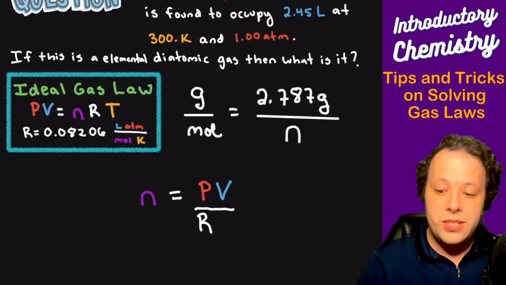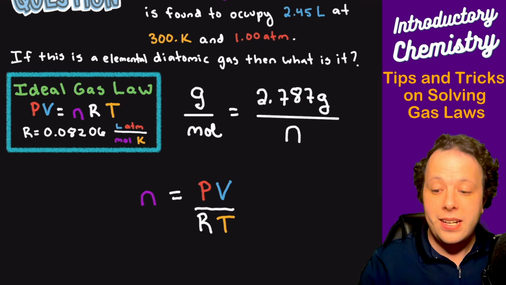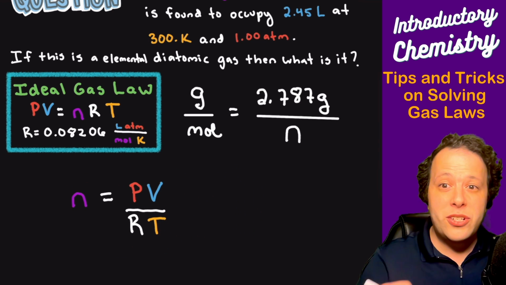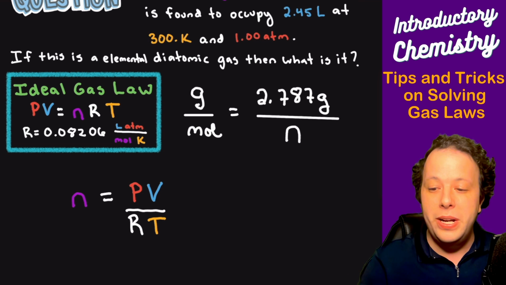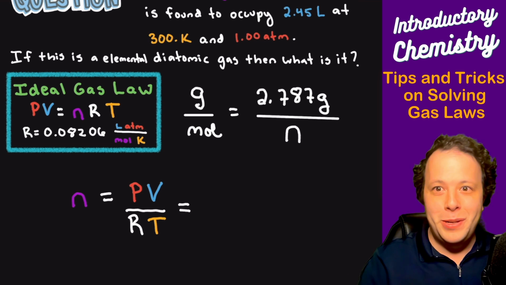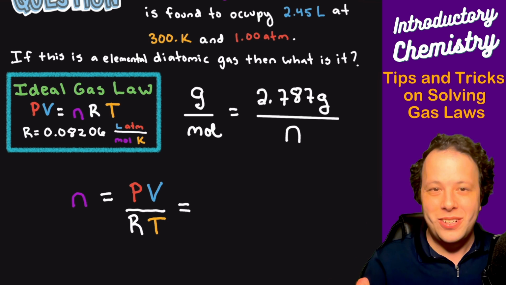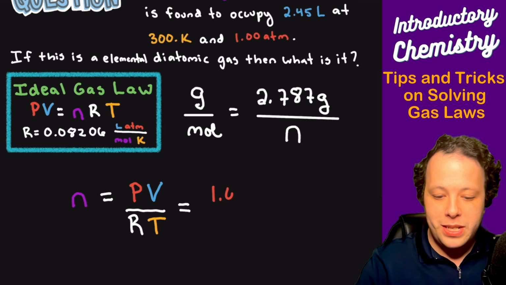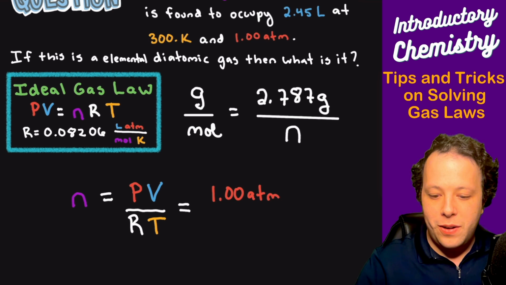So now what is R, in case you're wondering? That's just a constant value, and we always have to make sure the units match what we are being given in the problem. If they don't match, you're going to be really sad because you're not going to get the correct answer. So our pressure is 1 atmosphere, so that's going to go on top. We have our volume, which is 2.45 liters.